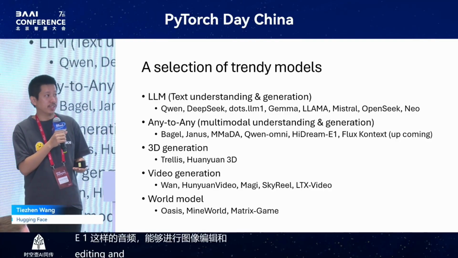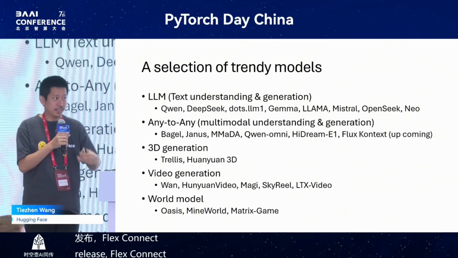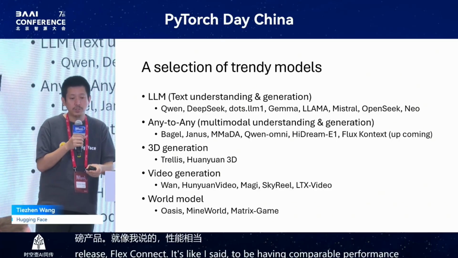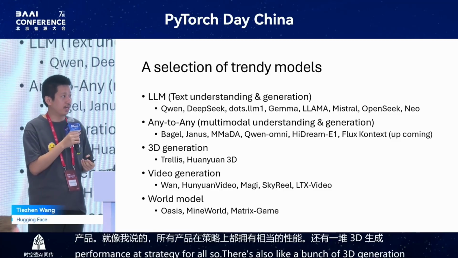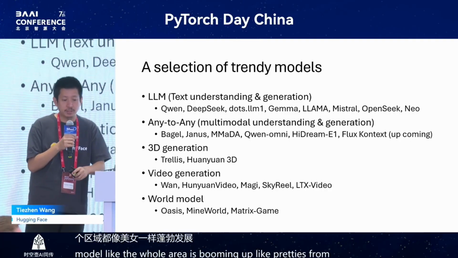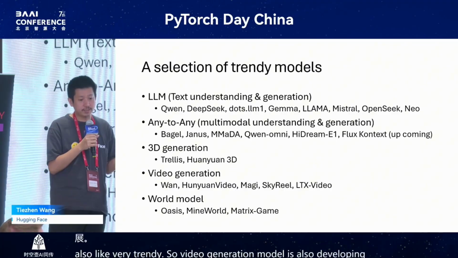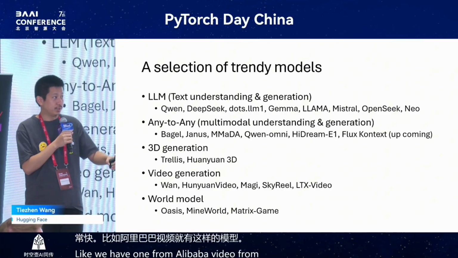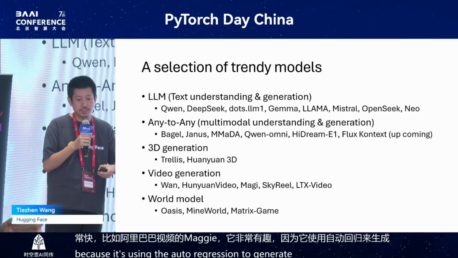And there's one model that is coming up, which is going to be a big release, FLUX Kontext. It's said to have comparable performance to ChatGPT 4o. There's also a bunch of 3D generation models, and the whole area is booming. Trellis from Microsoft and Hunyuan 3D are also very trendy. Video generation models are also developing super fast. We have one from Alibaba, and Hunyuan Video from Tencent. MAGI is very interesting because it uses autoregression to generate videos instead of using diffusion models.